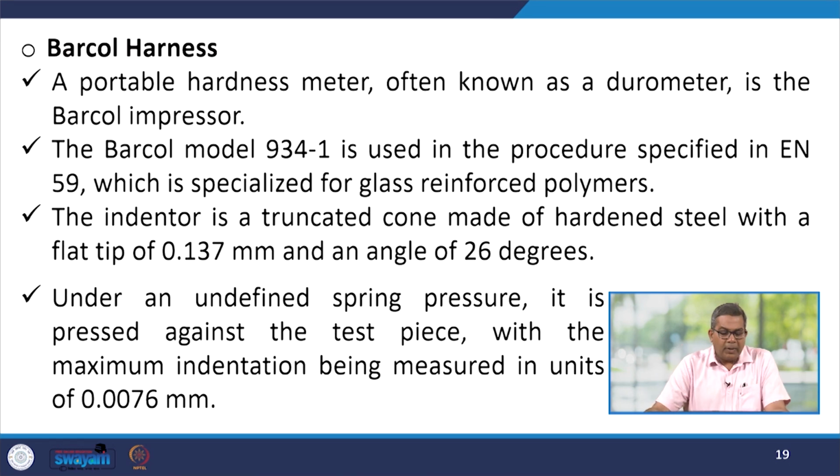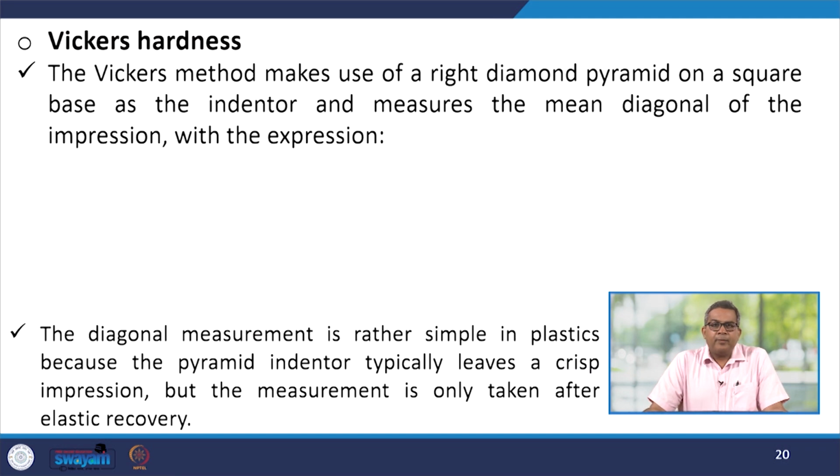Let's talk about the Barcol hardness. A portable hardness meter, often known as a durometer, is the Barcol impressor. The Barcol model 934-1 is used in the procedure specified in EN 59, which is specialized for glass reinforced polymers. The indenter is a truncated cone of hardened steel with a flat tip of say 0.137 mm and an angle of 26 degrees. Under an undefined spring pressure, it is pressed against the test piece with the maximum indentation being measured in units of 0.0076 mm.